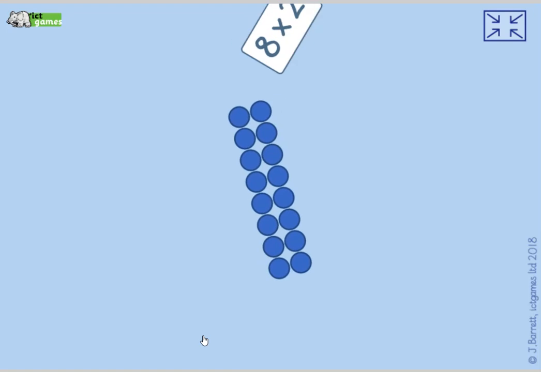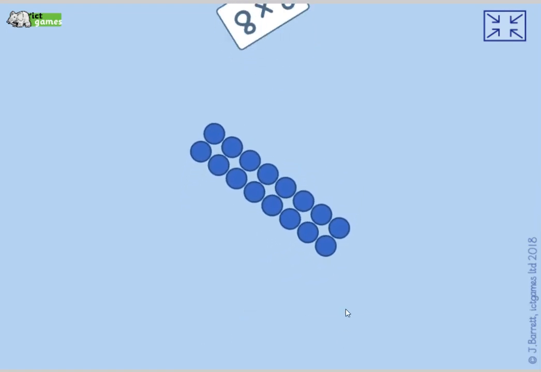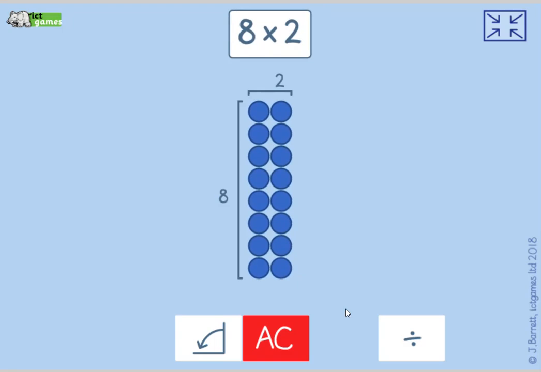So 2 times 8 is 16. And 8 times 2 is 16. How come? Because it's the commutative law. Okay, let's try another one.